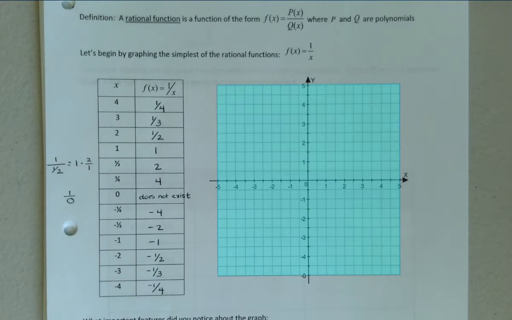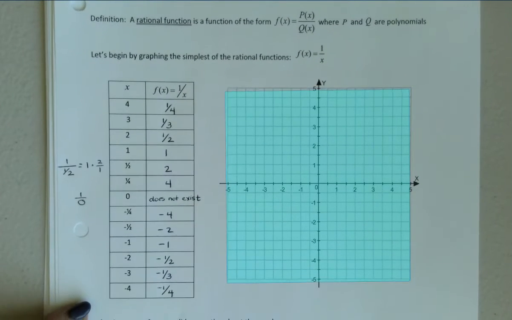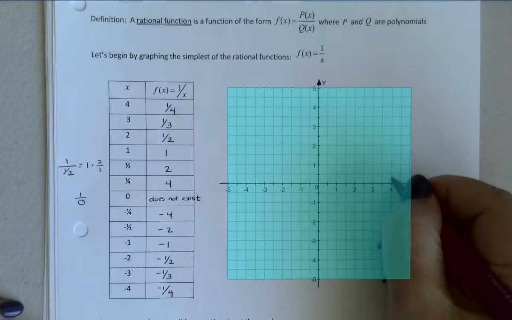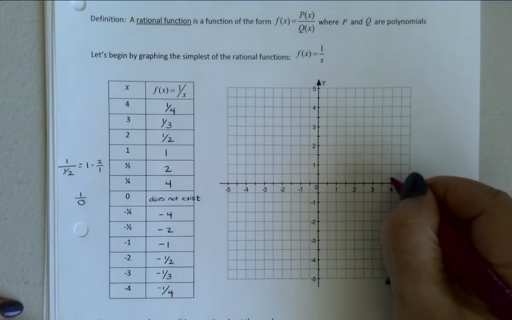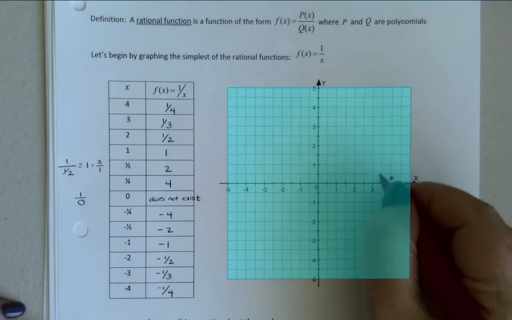So let's go ahead and plot those points. You'll have to estimate the fractions just a little bit. I'm just going to put something in here so I don't get my marker on the next page. All right, so starting with 4, 1/4 would be, let's see, that's 1/2, so 4, 1/4 would be about here. And so on. Go ahead and plot these points.